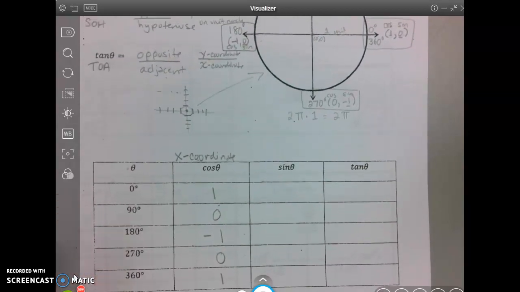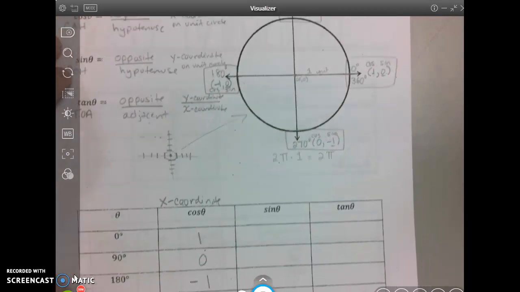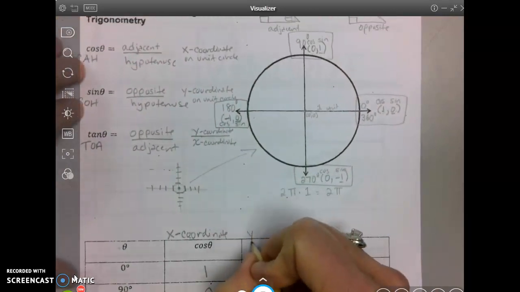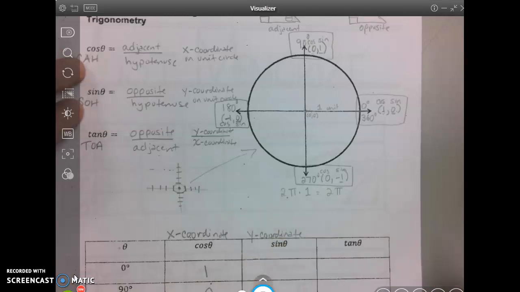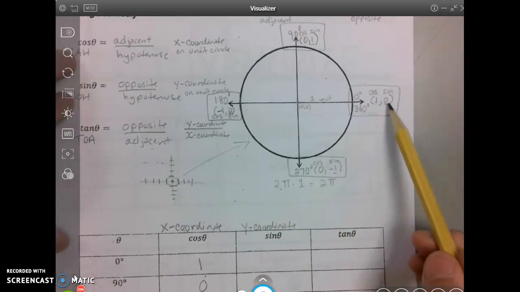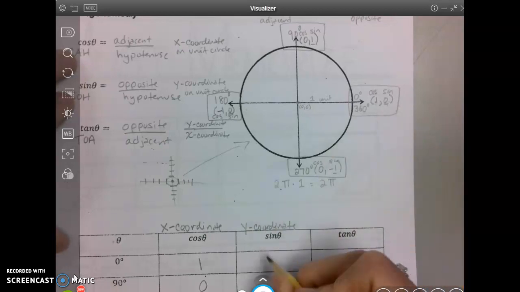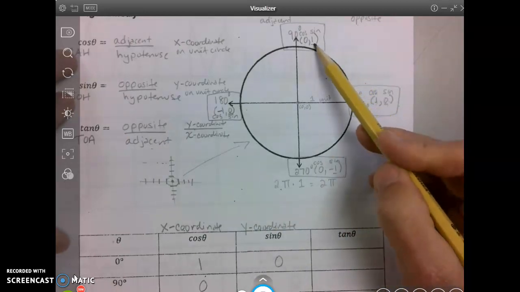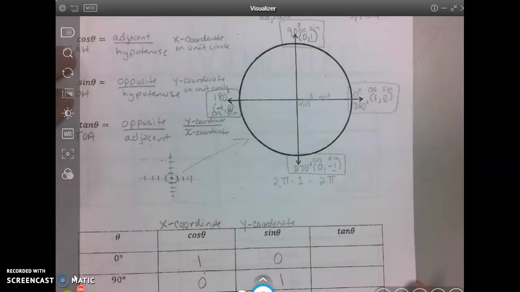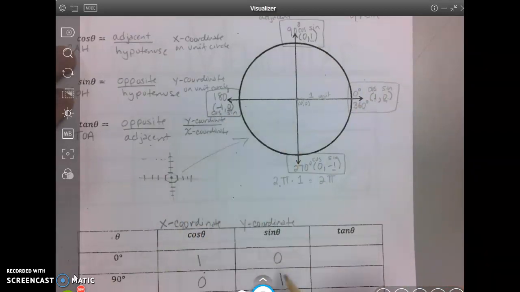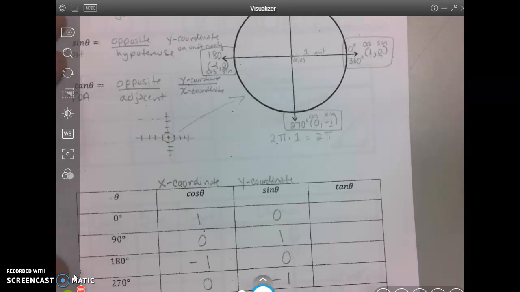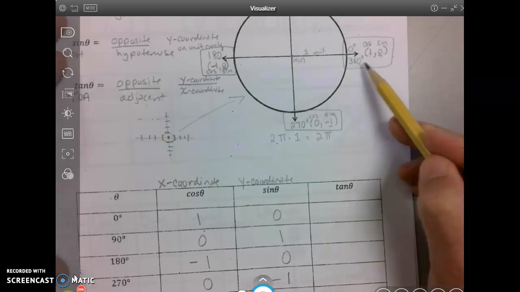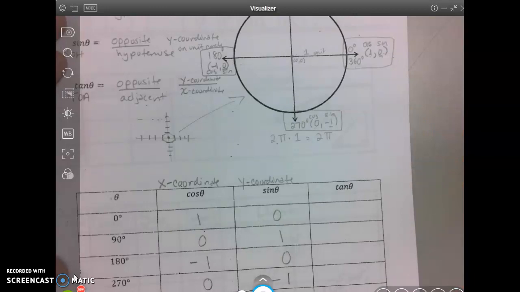All right, next I'm going to look at my sine, which is my y-coordinate, and I'm going to, again, start here at 0, and I get 0. Go up here to 90, and I get 1. Go to 180, and I get 0. Go down to 270, and I get -1. Back to the 360, I get 0 again.